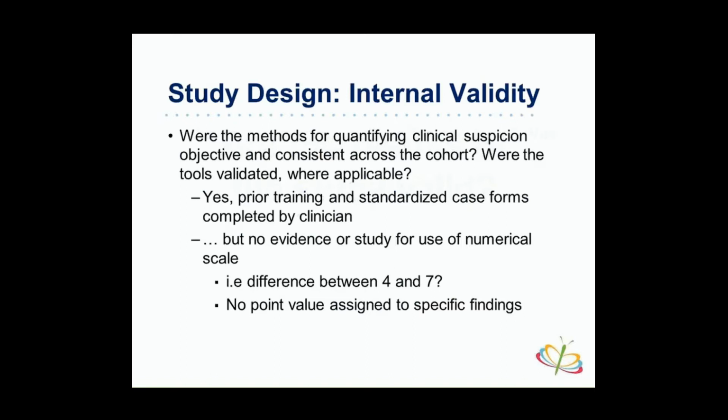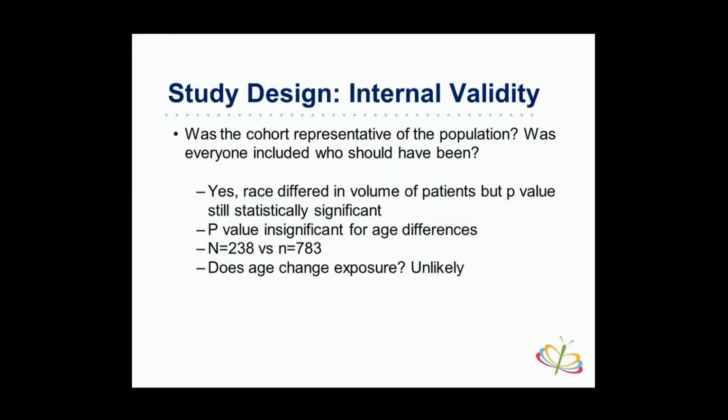The next question we asked was, was the cohort representative of the population, and was everyone included who should have been? We said yes, and as Dr. Washofsky mentioned earlier, it was typically white males that ended up having Lyme disease, and the race did differ, but the p-values were significant.